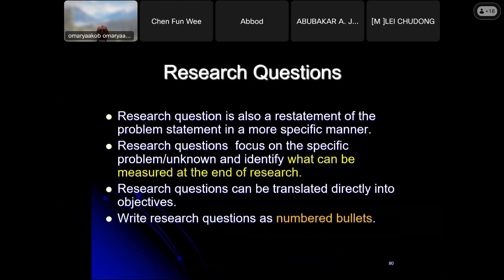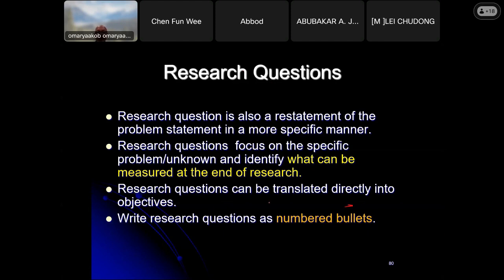Okay, a research question is compulsory. Every research, regardless of field, method, approach, and so on, must have a research question. Because a research question is basically an expression of the research problem in a more specific manner. It is focused on a specific unknown problem and identifies what can be measured at the end of the research. So always write a research question.